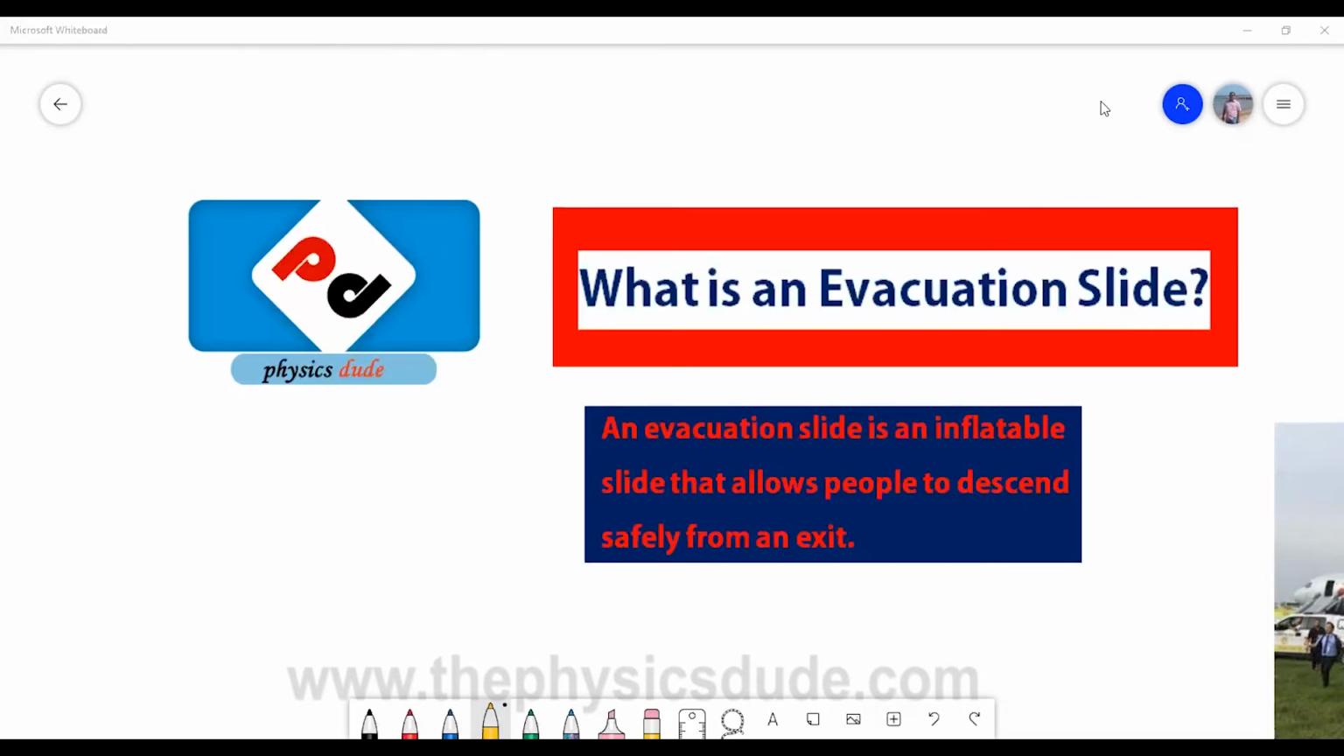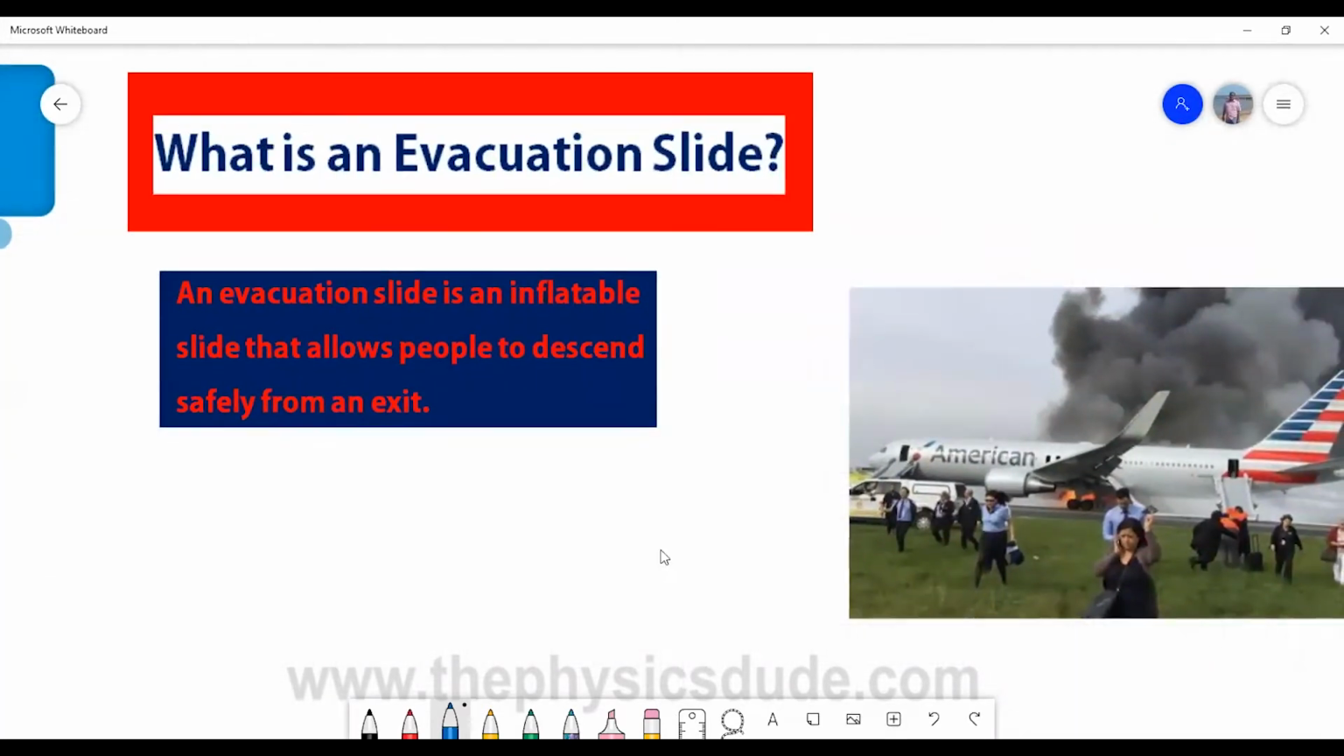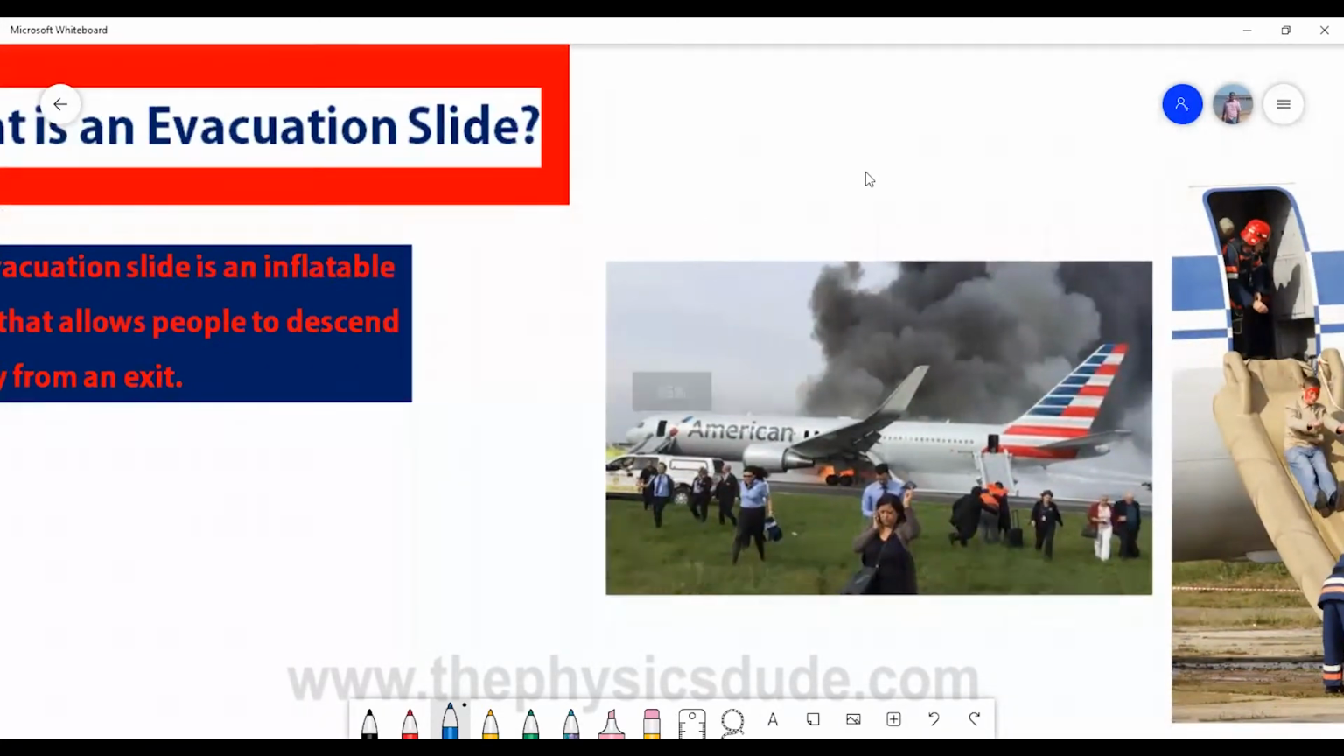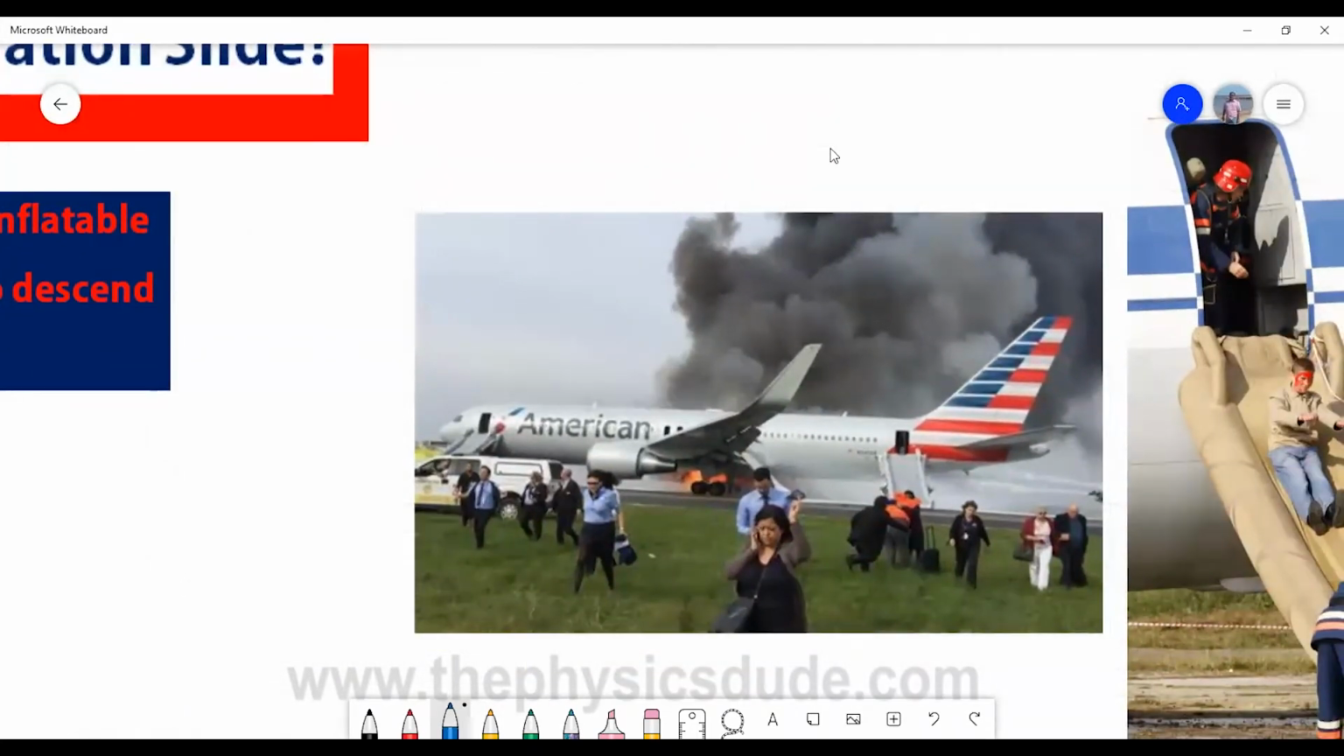An evacuation slide is an inflatable slide that allows people to descend safely from an exit in an aircraft. Let's see a picture. Suppose, as I said, there is an emergency landing. See, this flight is under danger. There is a fire accident. If you can see this one, this is actually called an evacuation slide.